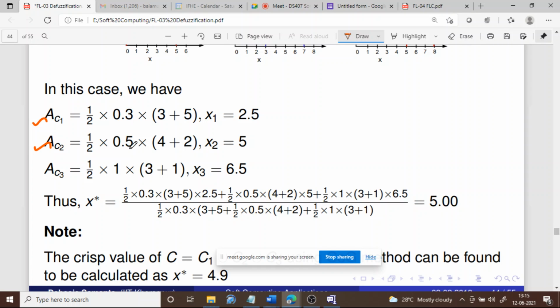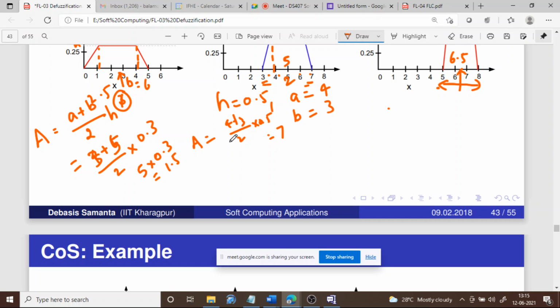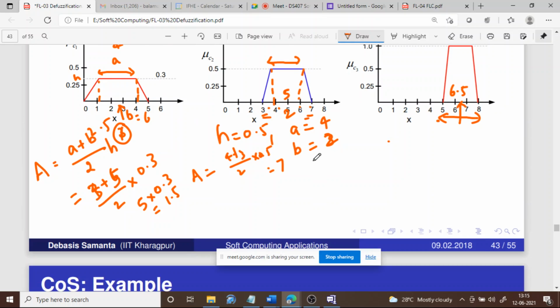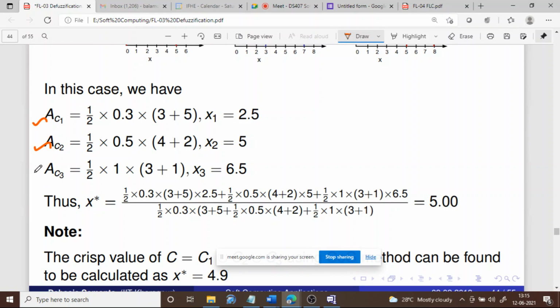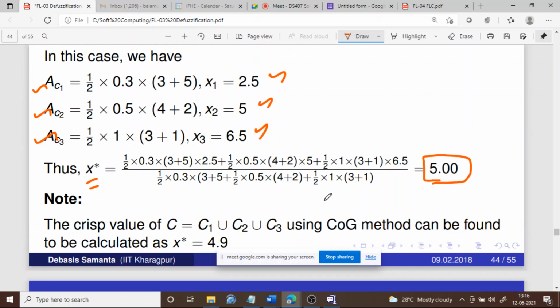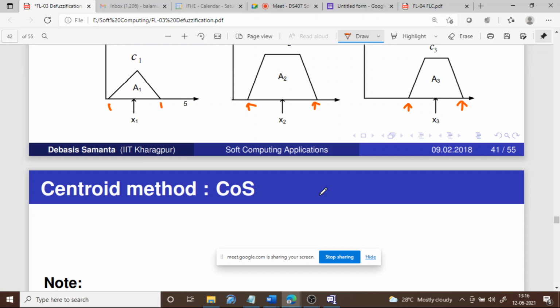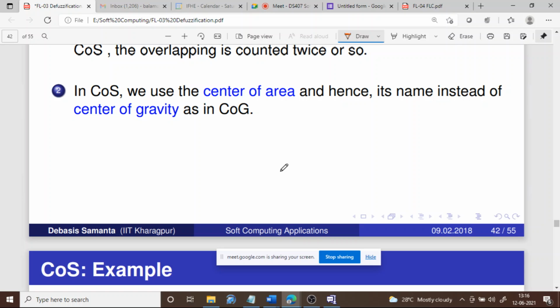Similarly, area of the second curve is half into 0.5 into 4 plus 2. So this is 4 and this is up to this only, so it is 2, right? Similarly, the area of the third curve. And these are the midpoints: for the first curve 2.5, second 5, third 6.5, and then plug into this equation. Whatever value you get as a result is nothing but the crisp value. Calculating the crisp value by this method is called COS, center of sum method. So this technique is called the center of sum.